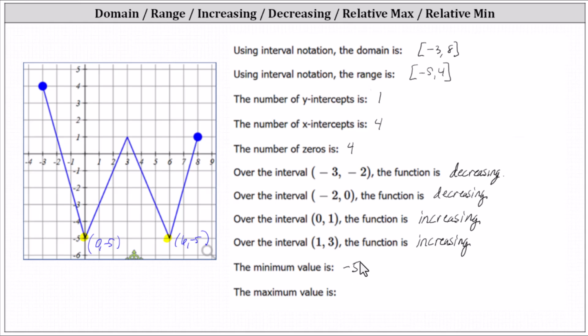To determine the maximum value, we locate the highest point on the graph, which we can see would be this closed endpoint here, where the ordered pair is (-3, 4). And again, the y value or function value of 4 is the maximum value that occurs at x equals -3. The maximum value is +4.